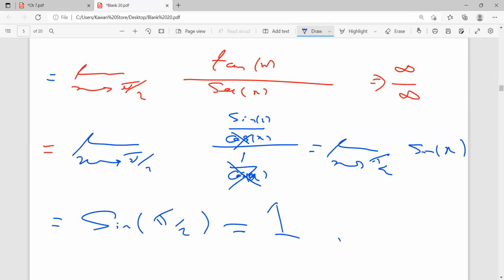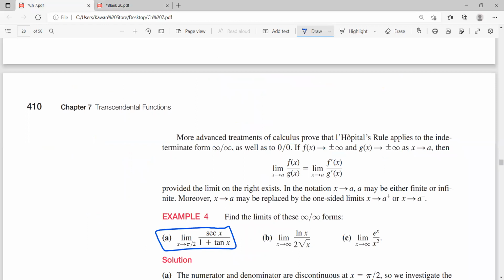Understood? So if you have trigonometric functions together, try to do your algebraic substitution, your algebraic factoring, your algebraic, I don't know, cancellation. Understood? Maybe there's a common factor, maybe there's a cancellation. Good.